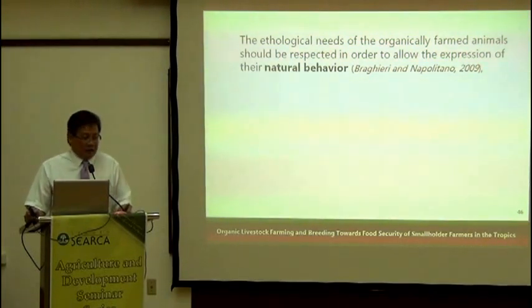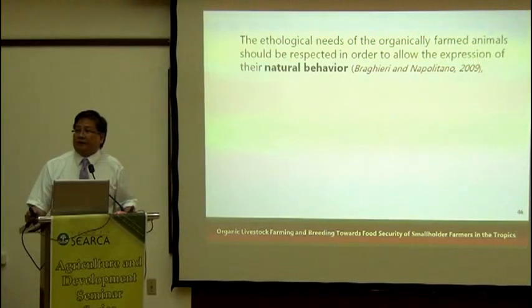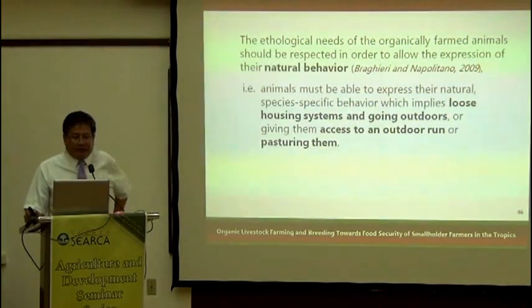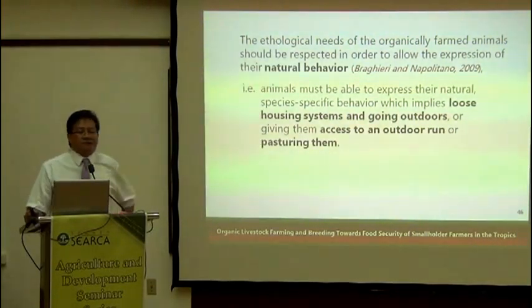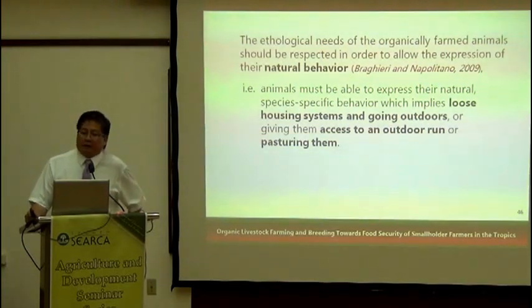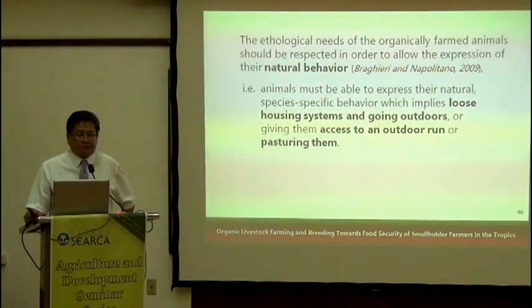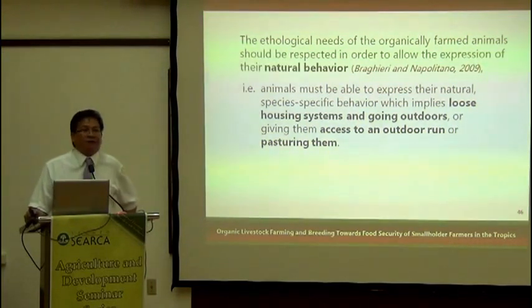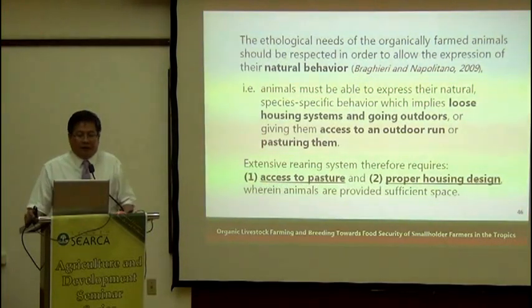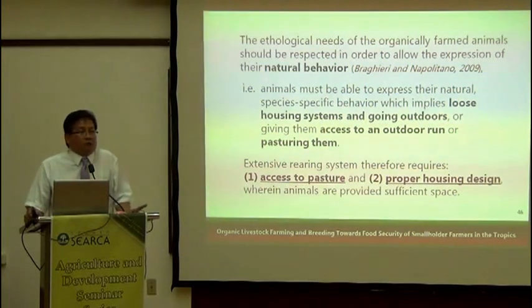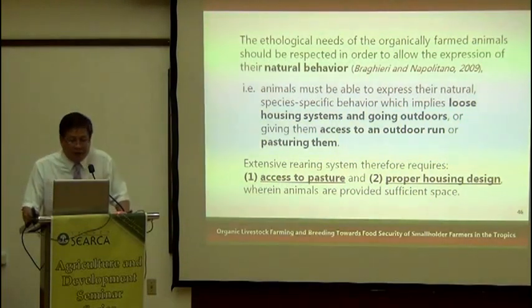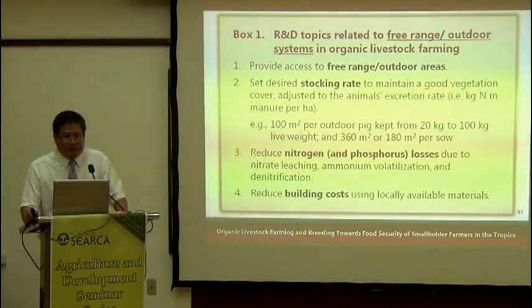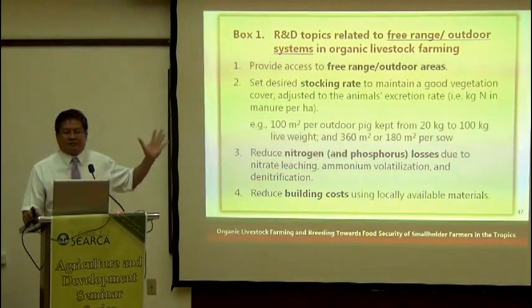So, premium emphasis on the word natural behavior. Because of this, the animals must be able to express their natural species-specific behavior, which would imply we should provide them loose housing systems, allow them to go outdoors, and give them access to an outdoor ramp, or simply pasturing them. And therefore, an extensive rearing system for organic livestock production would require two things. One would be access to pasture, and second, you have to have the proper housing design wherein the animals would be provided sufficient space.